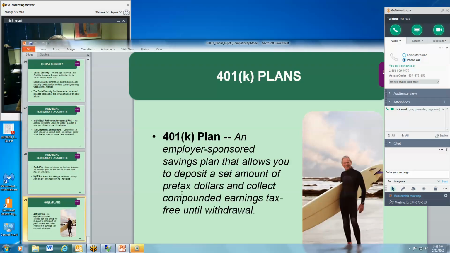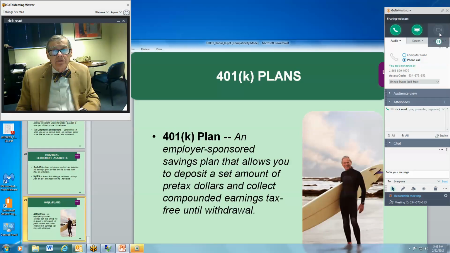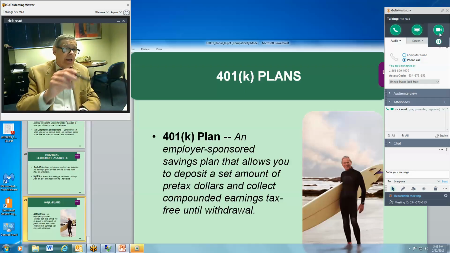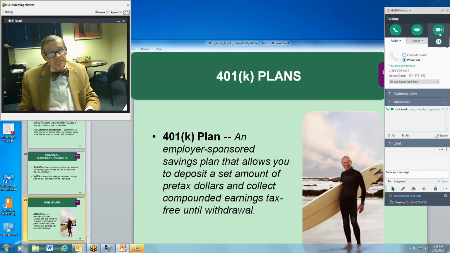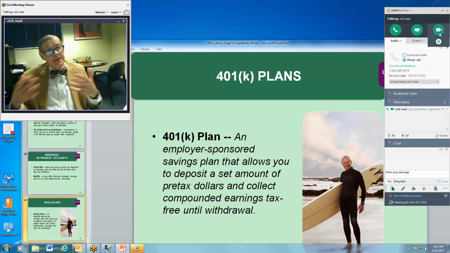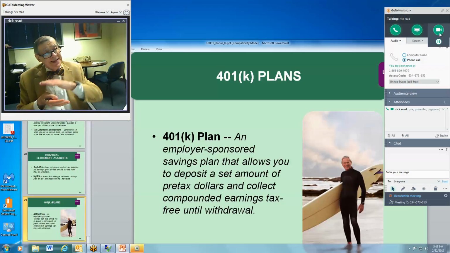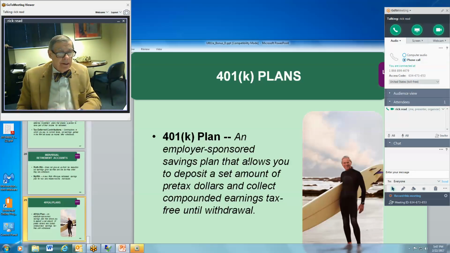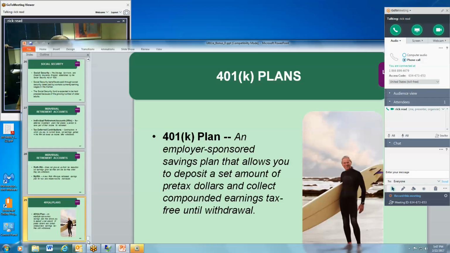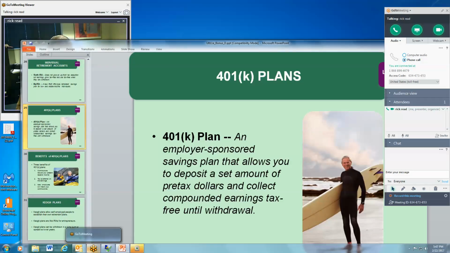401k plan. This is sponsored by an employer, which is like an IRA that I was talking about before. You deposit a set amount of money, and your employer will match that up to a certain amount. Not always. Remember that when you do this, these are pre-tax dollars. So you are paying less in income tax because it's taken off the top. And so it is a benefit. And remember, as I mentioned before, you earn and don't pay any tax until you withdraw.